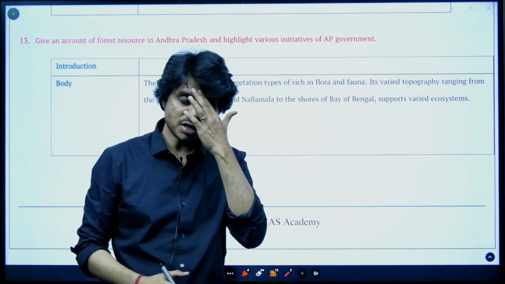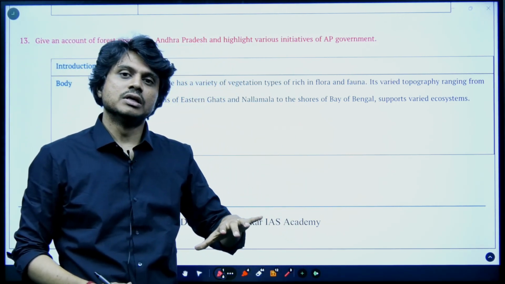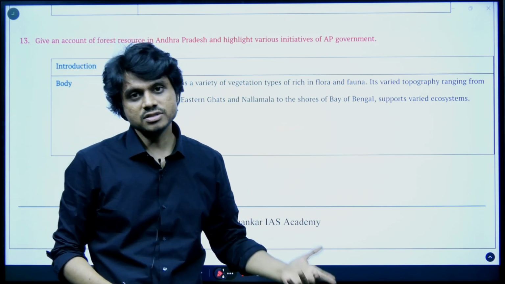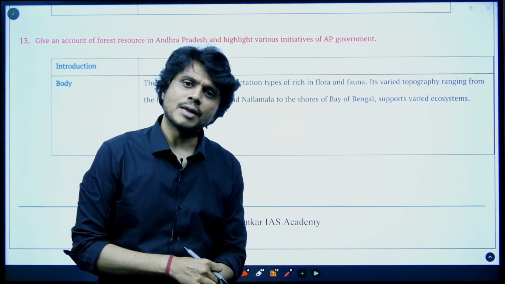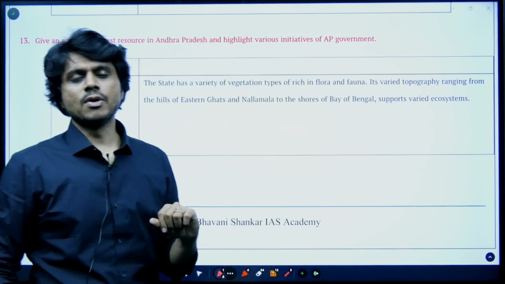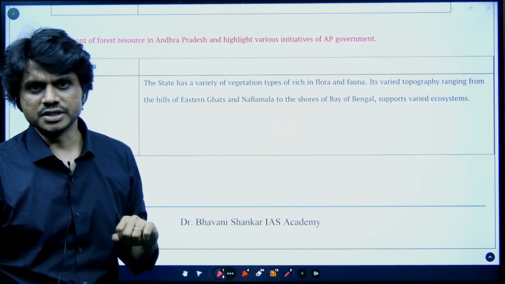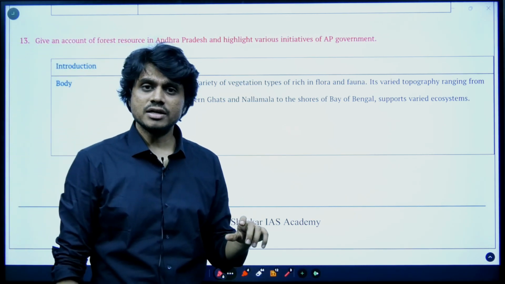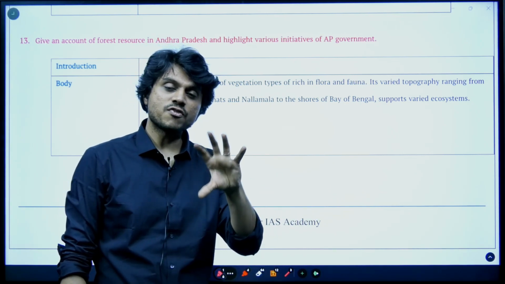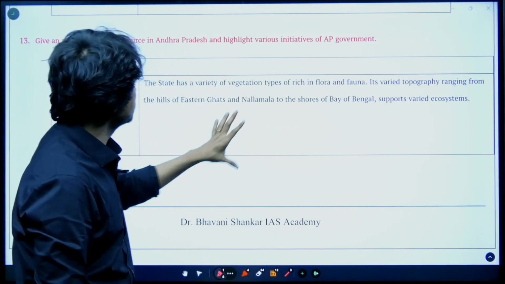In the introduction, I would say Andhra Pradesh has 4 biogeographic regions because of the unique climatic pattern present in Andhra Pradesh. You might have heard the names Champion and Seth. Champion and Seth said Andhra Pradesh has 5 major types of vegetation. Five varieties of vegetation are found in Andhra Pradesh.